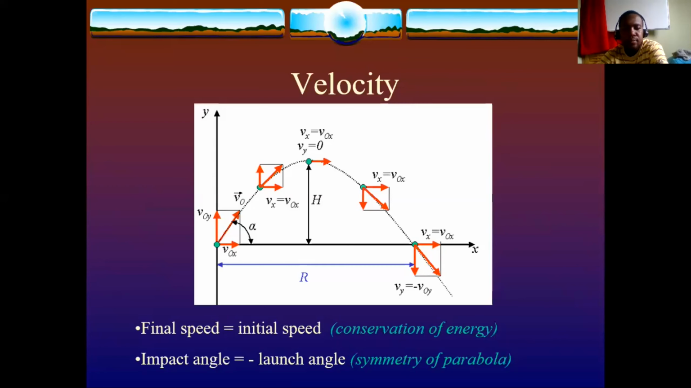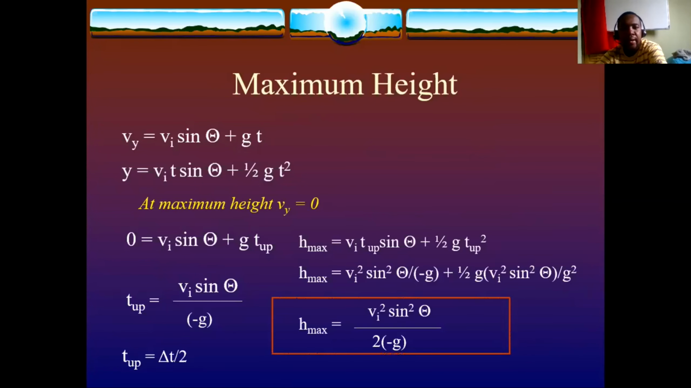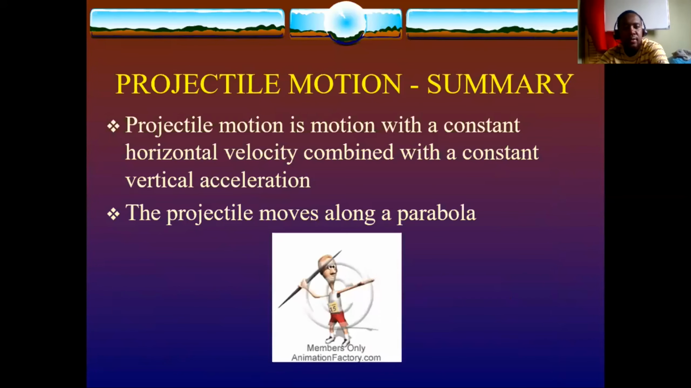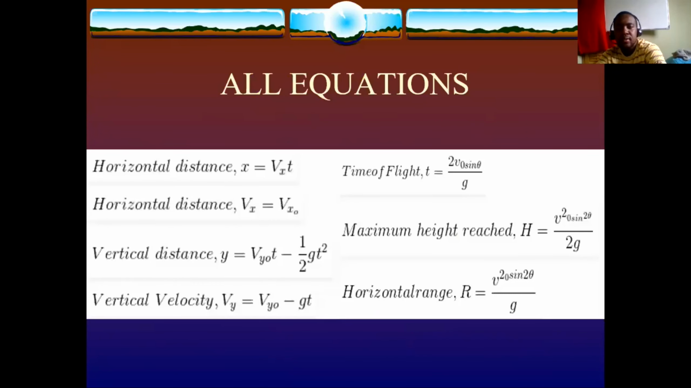So we know these things, right? And also when it's starting from the ground up, your maximum height would be your initial velocity squared sine squared theta over 2 times negative g, right? So all those equations there, we have been through those equations, right? So let's look at some questions here.